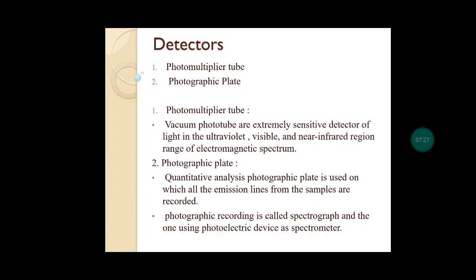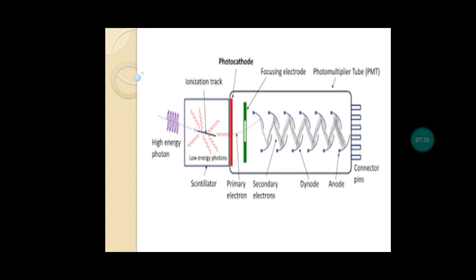And then the readout device detects the reading. See this diagram of the photomultiplier tube: diodes, anodes, primary electrodes, secondary electrodes, photocathodes, focusing electrodes. See in this diagram.